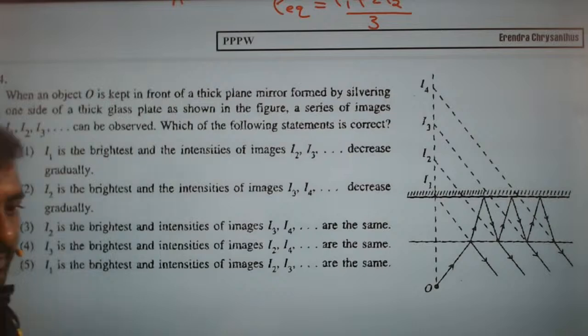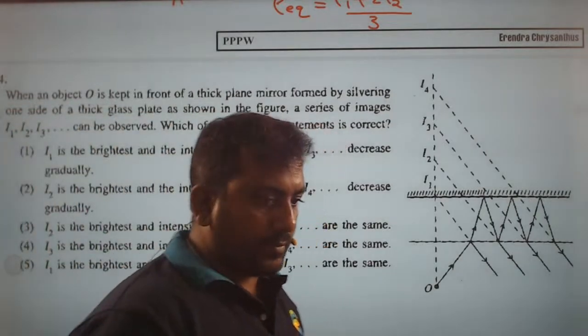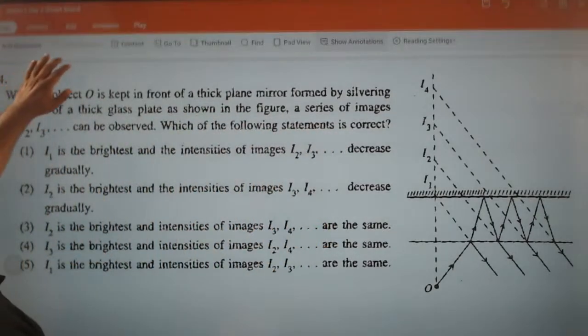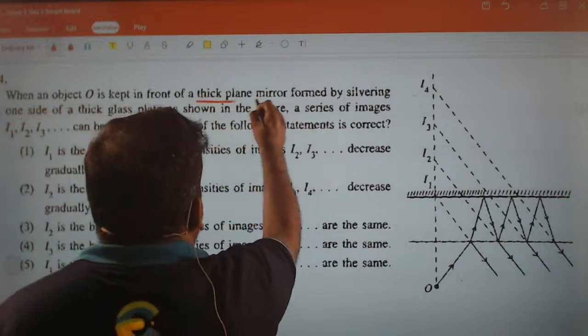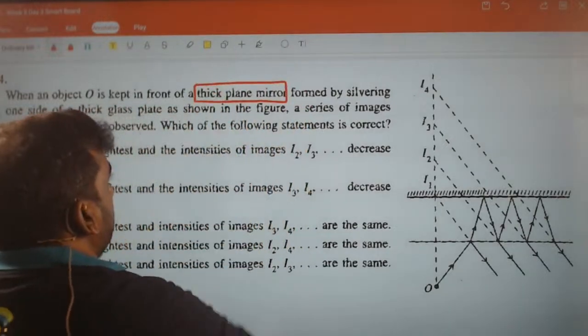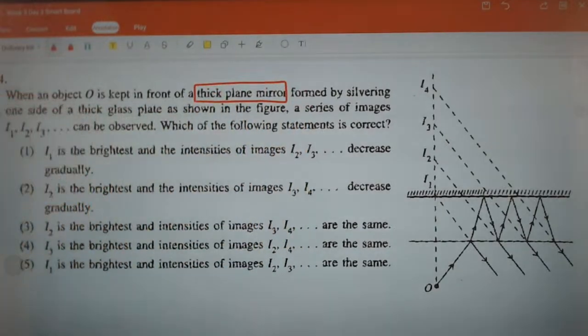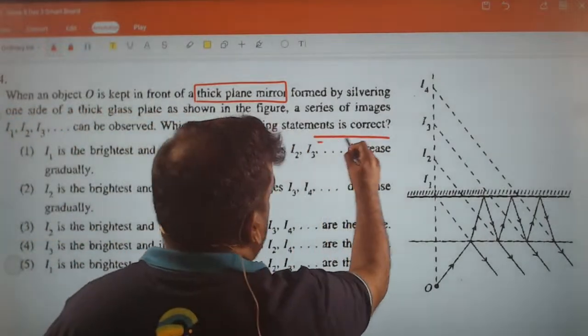Look at this carefully. When an object O is kept in front of a thick plane mirror formed by silvering one side of a thick glass plate as shown in the figure, a series of images I1, I2, I3 can be observed. Which of the following statements is correct?